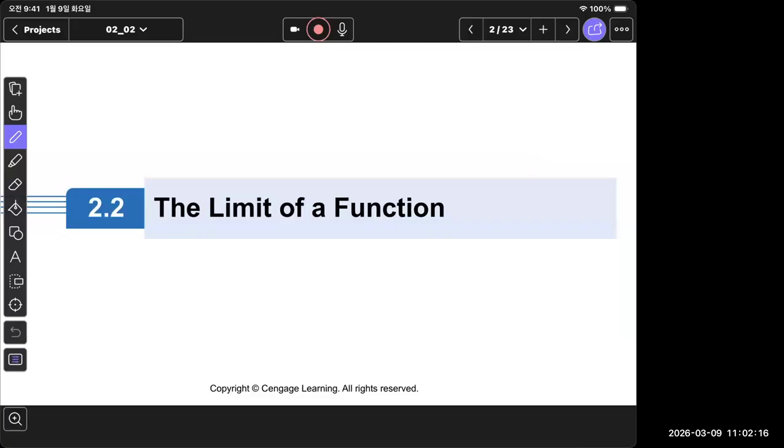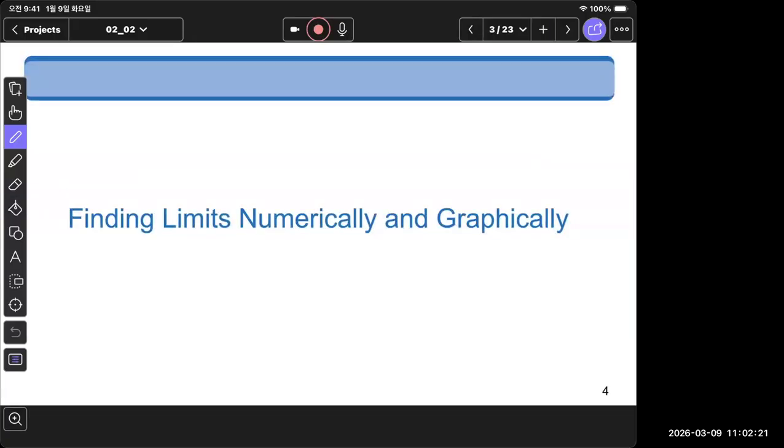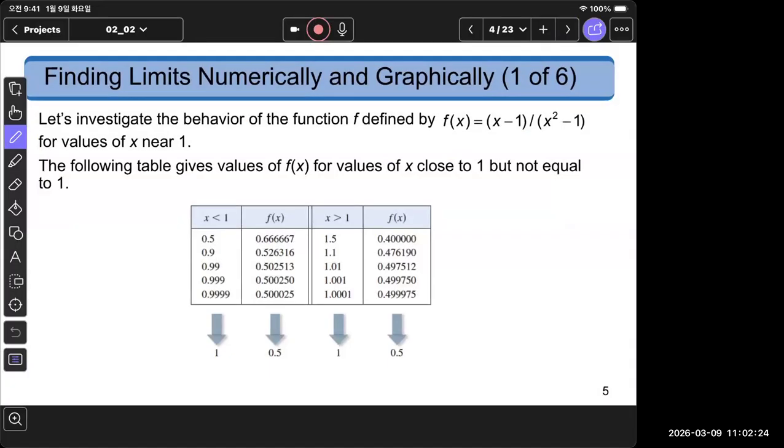Okay, now we want to consider the limit of a function. So what is the limit? Given some function like this, f of x defined by x minus 1 over x squared minus 1 for x not equal to 1. When x is 1, the denominator x squared minus 1 becomes 0 and f of x is not defined. But for all other values of x, this function f of x is well defined.